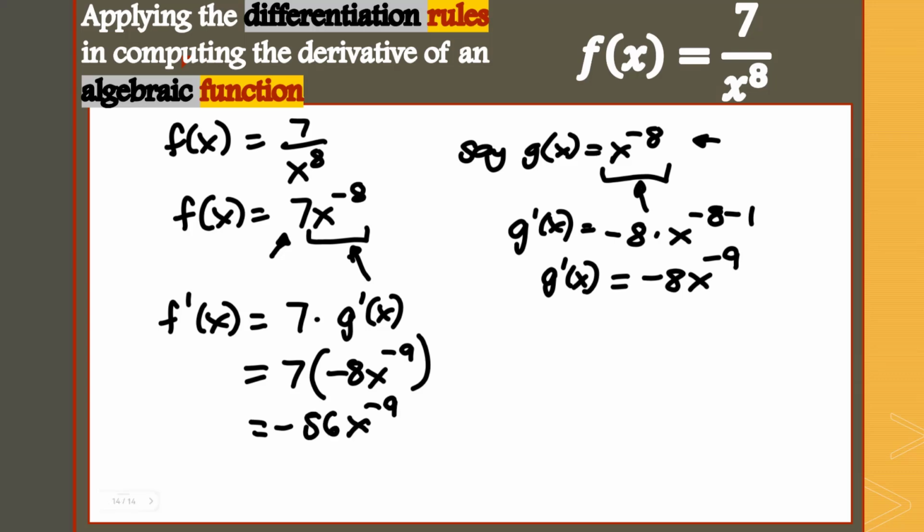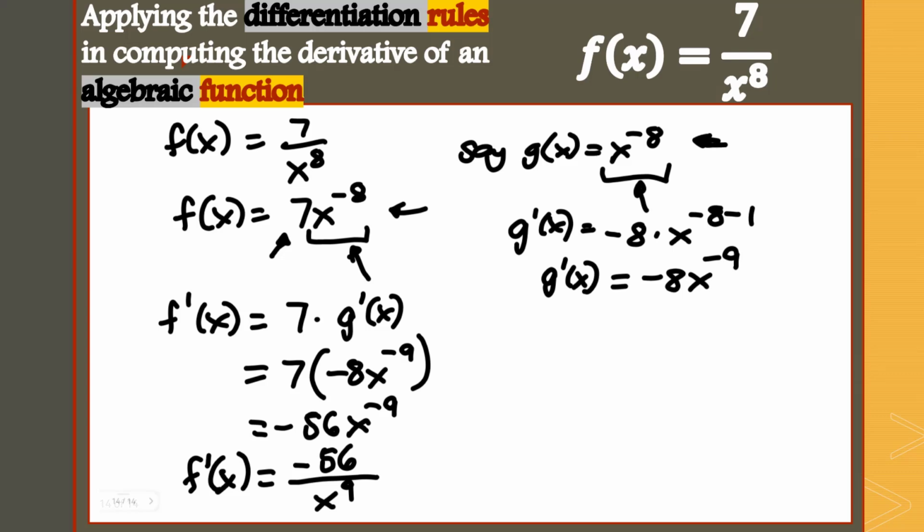Or since we don't want negative exponents, your first derivative is negative 56 over x to the power of positive 9, as you move down the entire expression with negative exponent. So this is the result using two of those proven differentiation rules. We have the constant multiple here, and this is for the power.